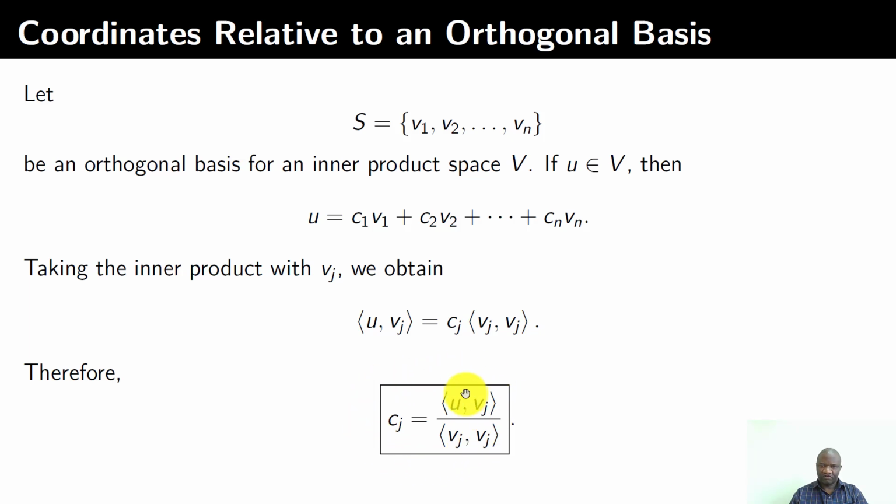This formula will enable us to calculate the coefficient cj. For example, if you want c1, you put j equal to 1 here, so we have the inner product of u and v1 over the inner product of v1, v1, similarly for c2.